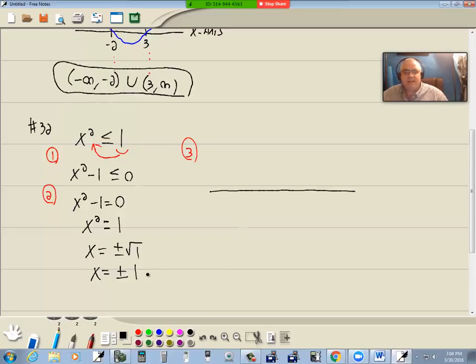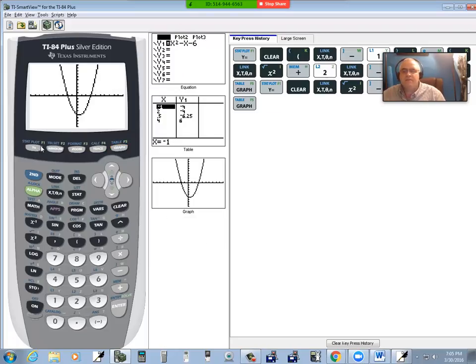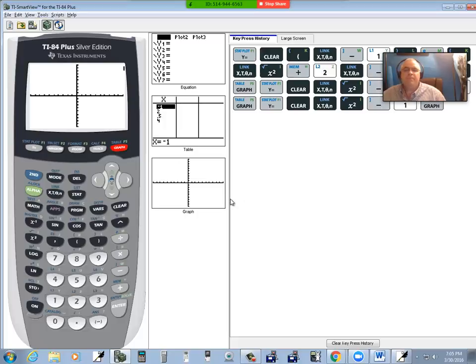Well, here's our x-axis. Our critical values are negative 1 and 1. So I'll put negative 1 first and positive 1 second. Remember, these split them up into intervals. Clear over here is negative infinity. Clear over here is positive infinity. The point where we want to graph it is where we got 0 on one side. So we want to graph x squared minus 1. So go to y equals, clear, x squared minus 1, and then graph. Again, you'll find it crosses at the critical values.